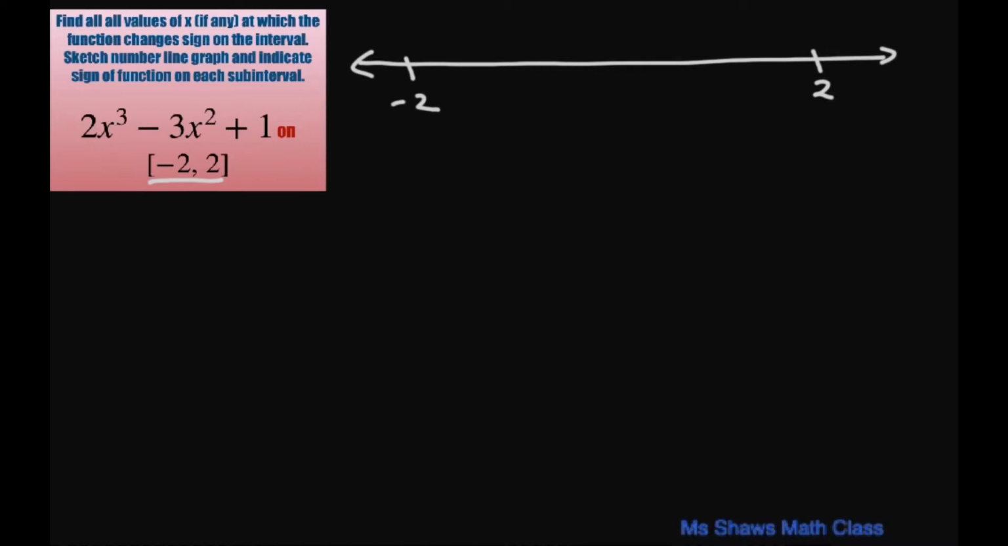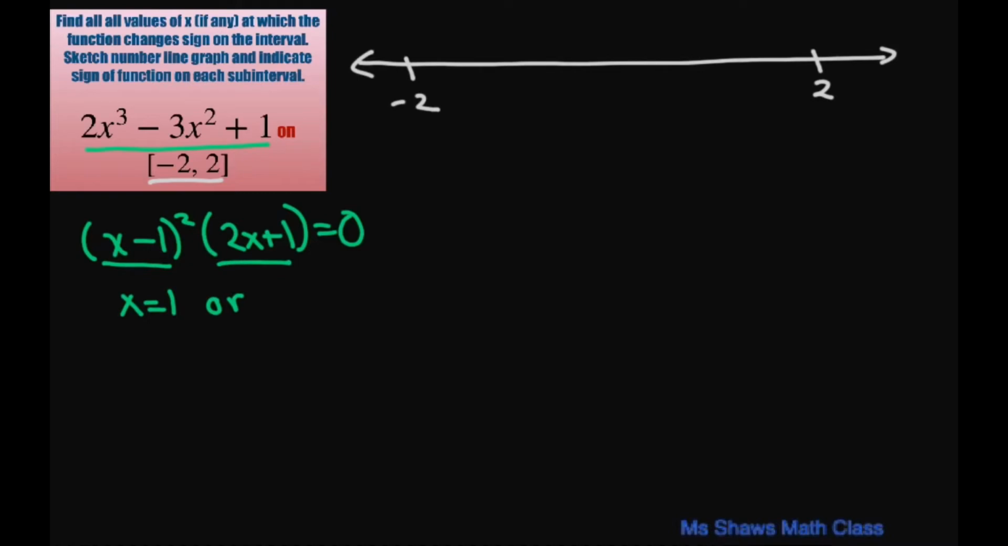And let's go ahead and factor this function and set it to 0. So when you factor this, you're going to get (x - 1)^2 times (2x + 1) equals 0. Therefore, when you solve for this piece, you get x equals 1, and this one's going to be x equals -1/2.